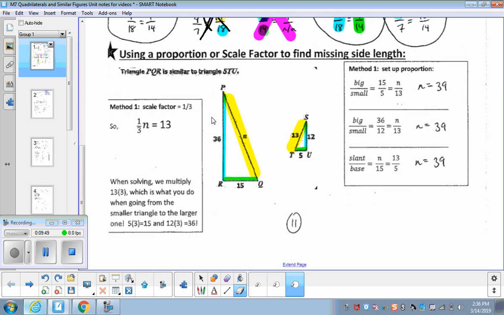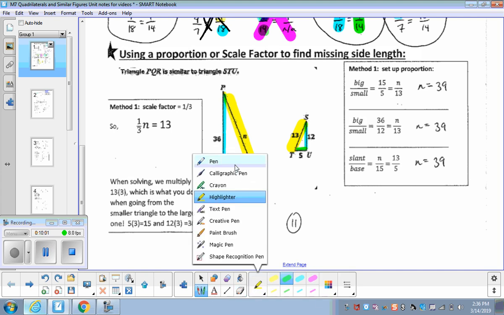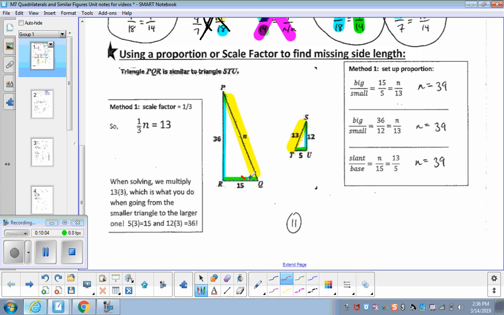Now this next one, it's not tricky, it's not confusing at all, but you see that 1/3, and I feel like you're going to think it's confusing, but it's not. Let me just get your attention right here on the base of the triangle. Y'all, what do you have to do to 15 to get 5? We have to divide by 3, right?